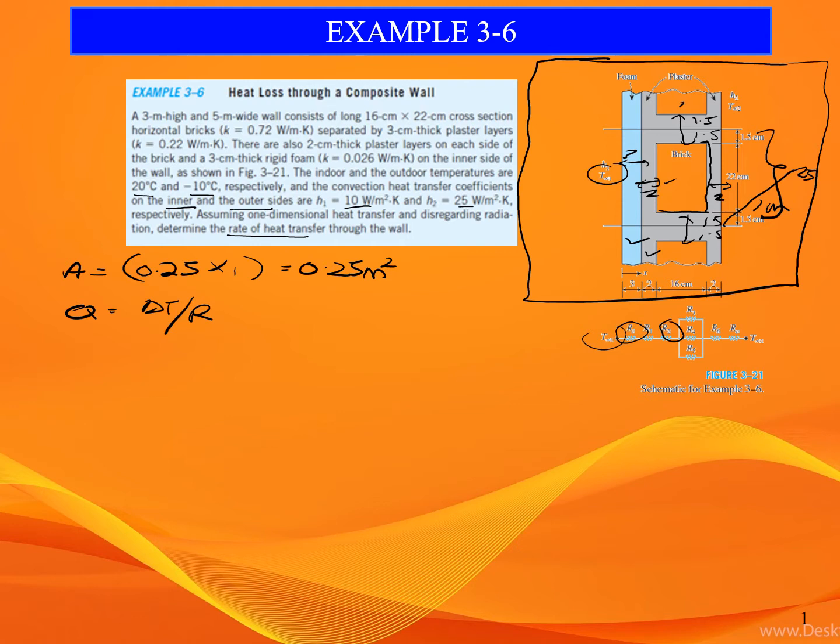At the top side we have the plaster, which we denote as R3. That one is conduction also. Next we have the brick R4, also heat transfer by conduction. Lastly we have a plaster right here, R5. Moving on to the right, we have plaster R6, and lastly at T infinity 2 we have a convection resistance.